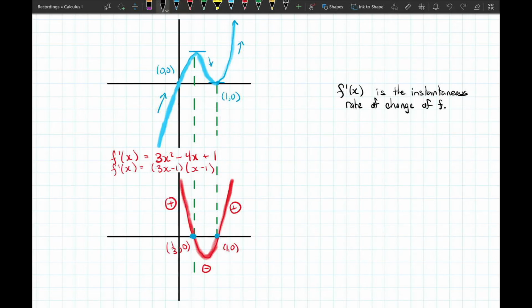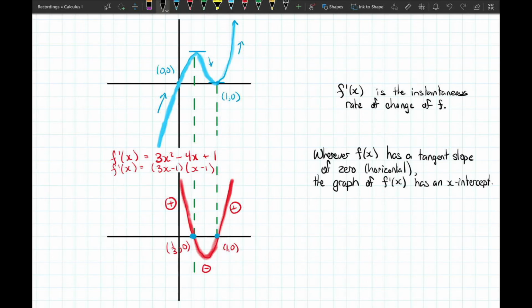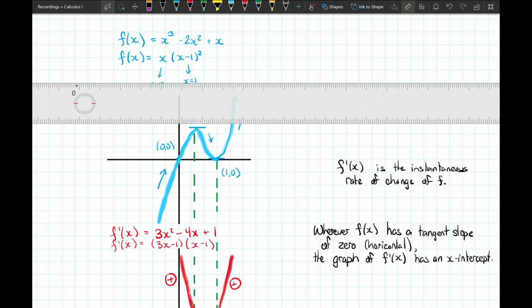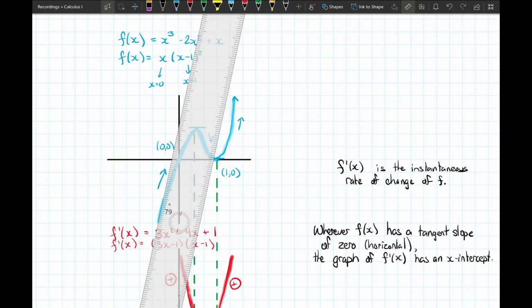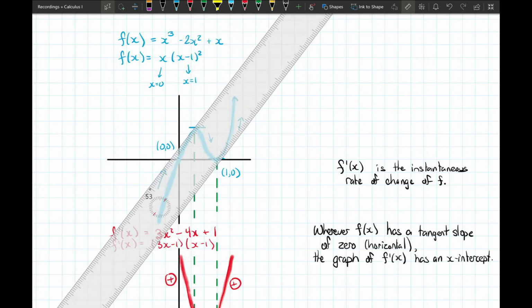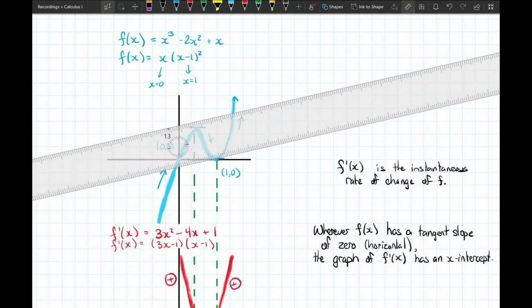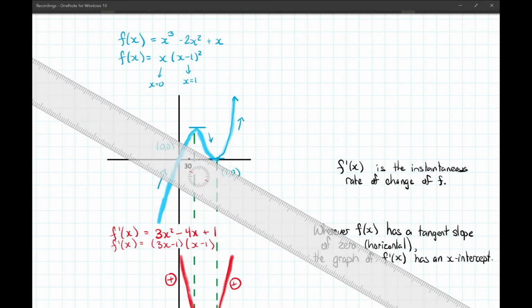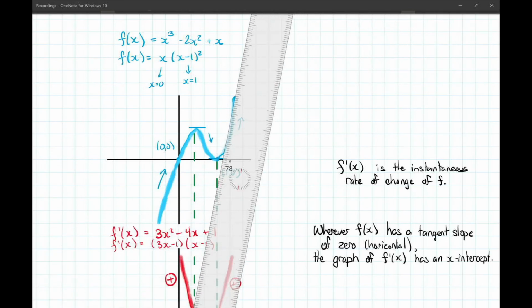So it's pretty helpful if you have the graph of any function to find out where it has a slope of 0, and those will become the x-intercepts of the graph of its derivative. Now, in the case of this function, f of x equals x cubed minus 2x, we can see that at any point on this curve, we should be able to find the slope of the tangent line. So it would seem that this function is differentiable over all real numbers.